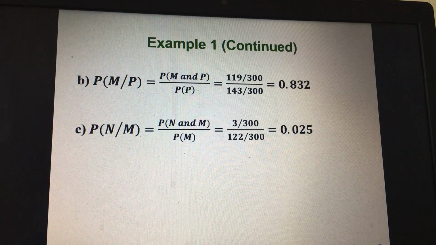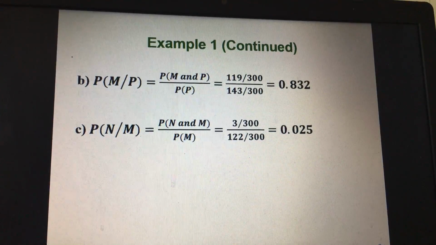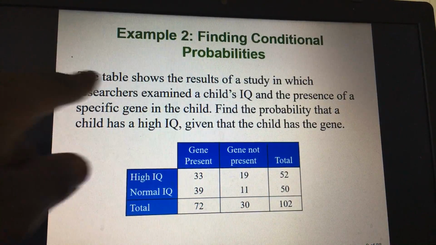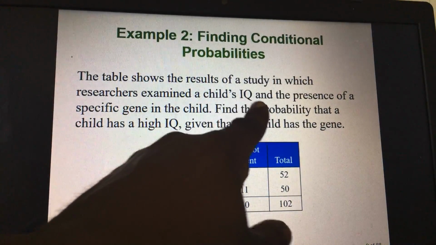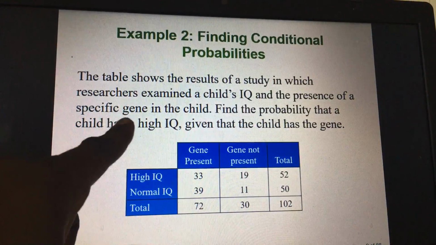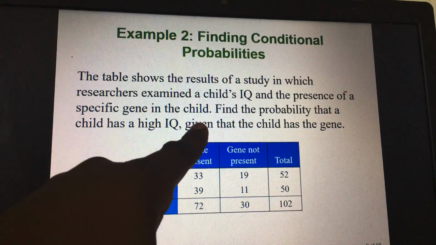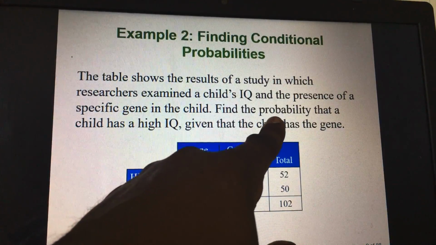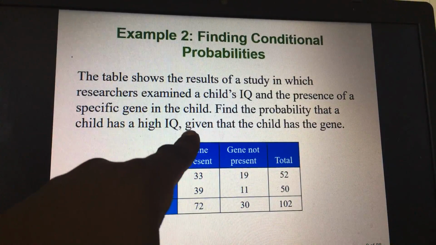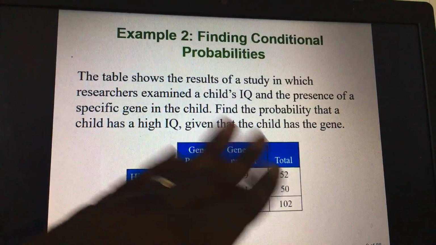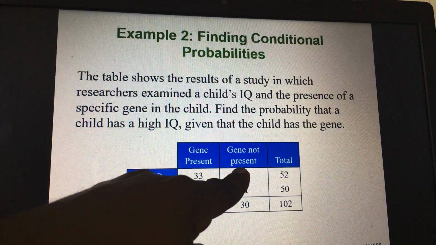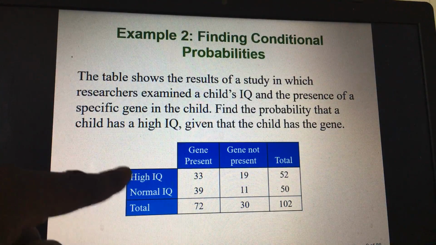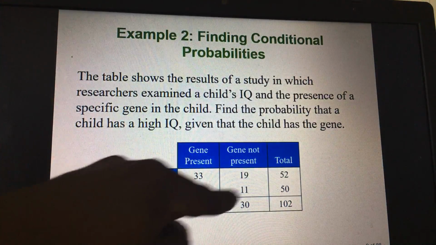Let us solve one more example. It says here, the table shows the result of a study in which researchers examine a child's IQ and the presence of a specific gene in this child. Find the probability that a child has a high IQ given that the child has the gene. This is the table, and you get your totals on the side: gene present, gene not present, high IQ, normal IQ, total. All these numbers, you add them.